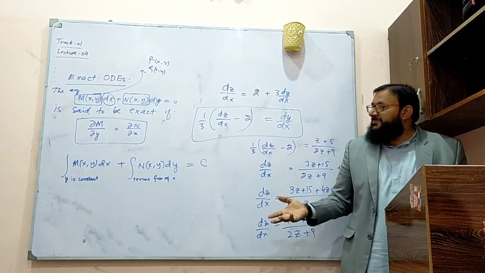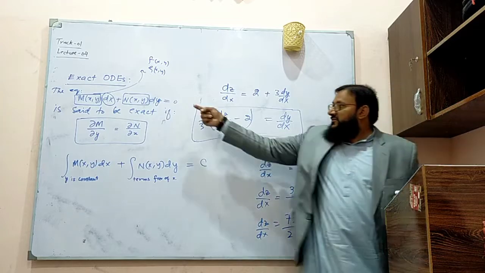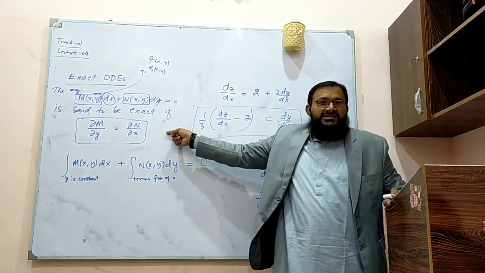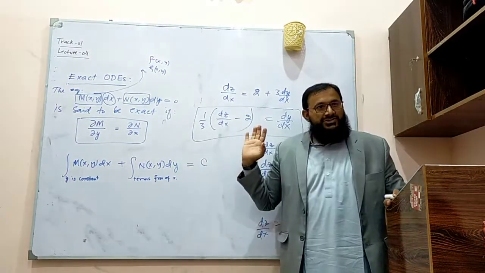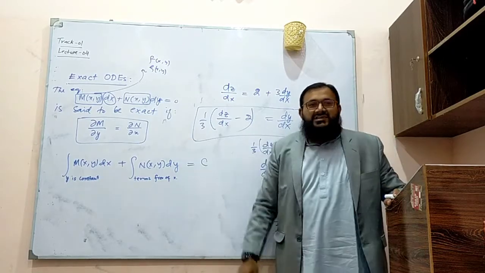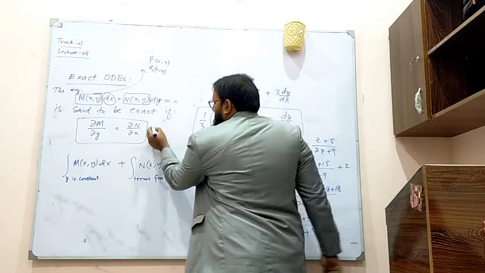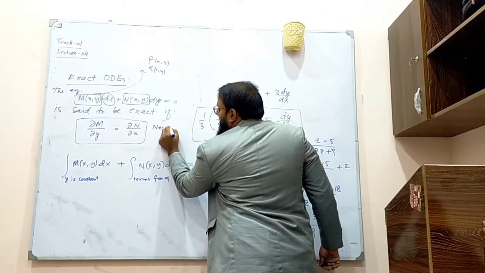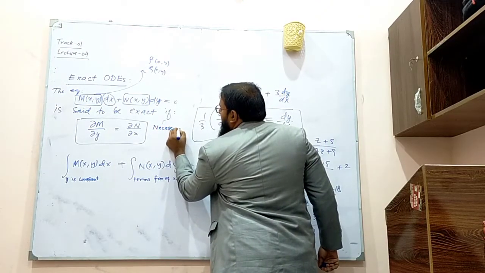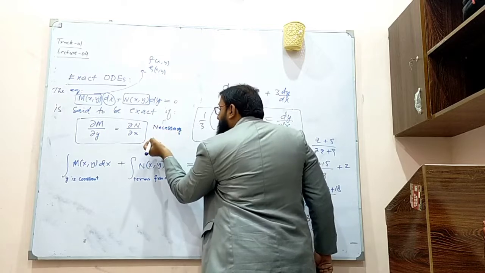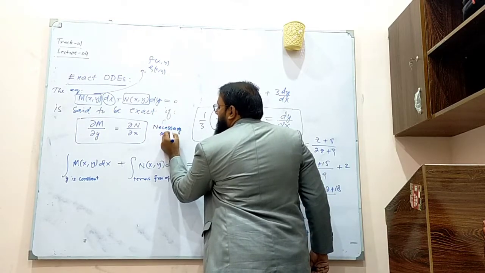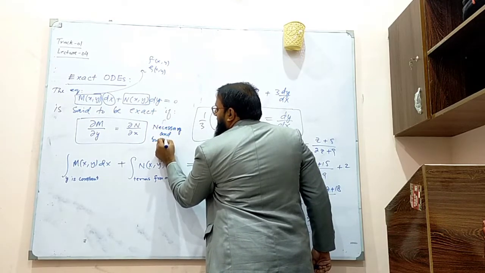So what you need to keep in your mind are three things: what is the form, what is the condition, and how to solve. That's all. And this condition is necessary as well as sufficient. Sometimes it is asked whether the condition is necessary, sufficient, only necessary, or only sufficient. But this is both.